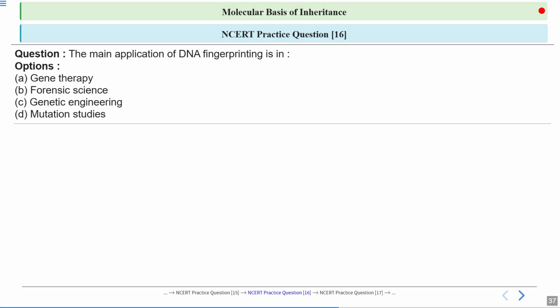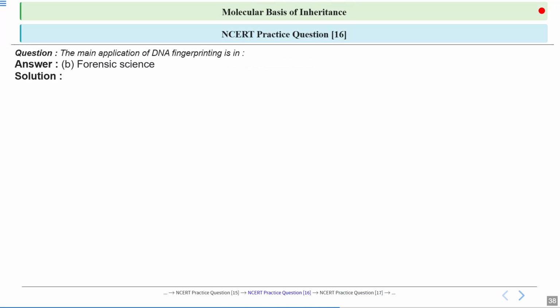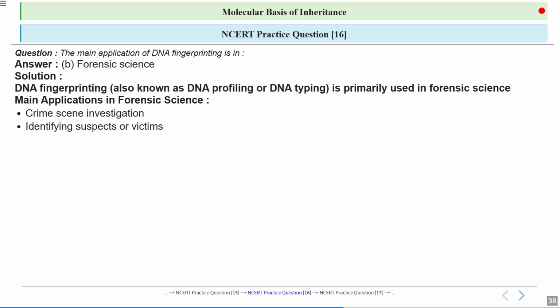So let's have a look at the answer. Option B, forensic science is the correct answer. DNA fingerprinting is also known as DNA profiling or DNA typing, and it is primarily used in forensic science. It is used for crime scene investigations, and to identify suspects or victims.